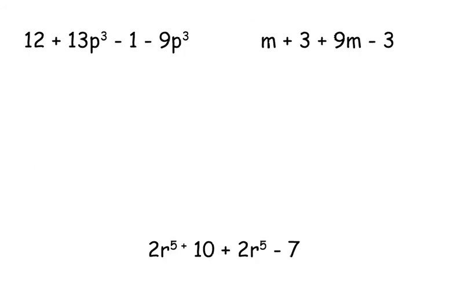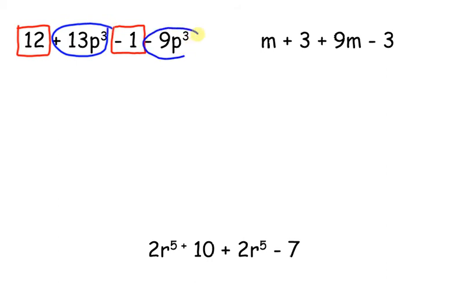Okay, we have some more examples here. We have a 12 whole number. We have a p to the third power. We have a 1 as a whole number. And we have a p to the third power here. So I'm going to identify my like terms. My 12 is a whole number. I have a -1 here. I have a 13p to the third power here, and I have a -9p to the third power here. So let me start with my first one.